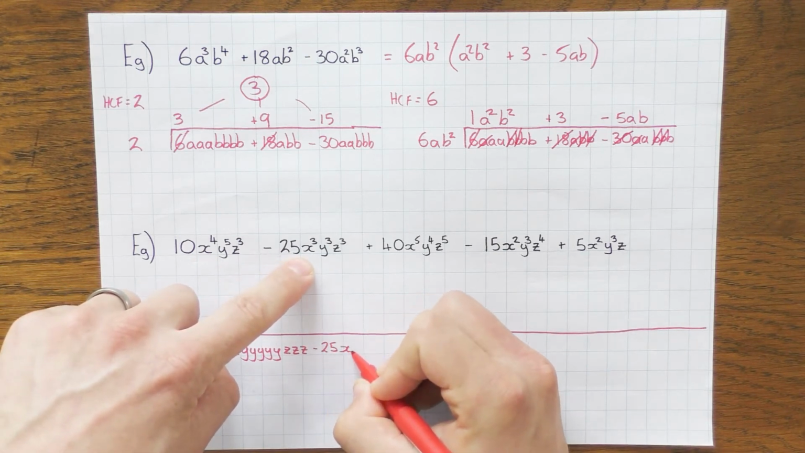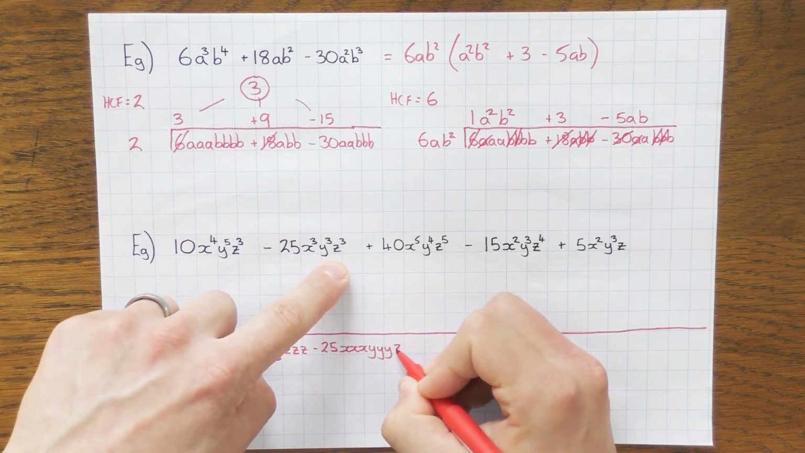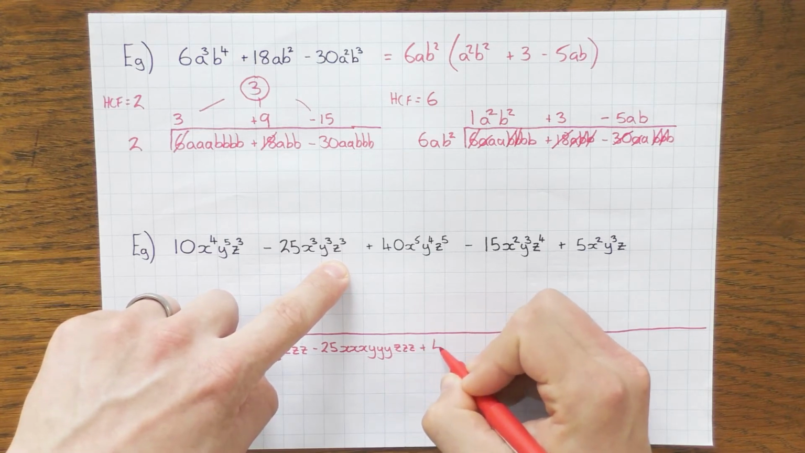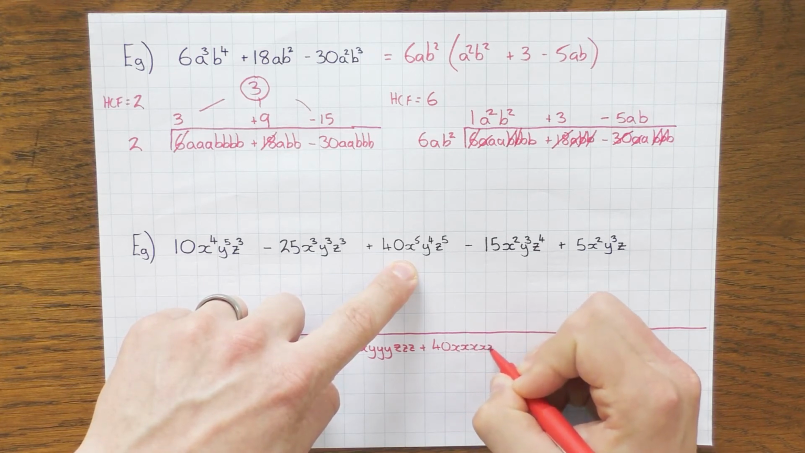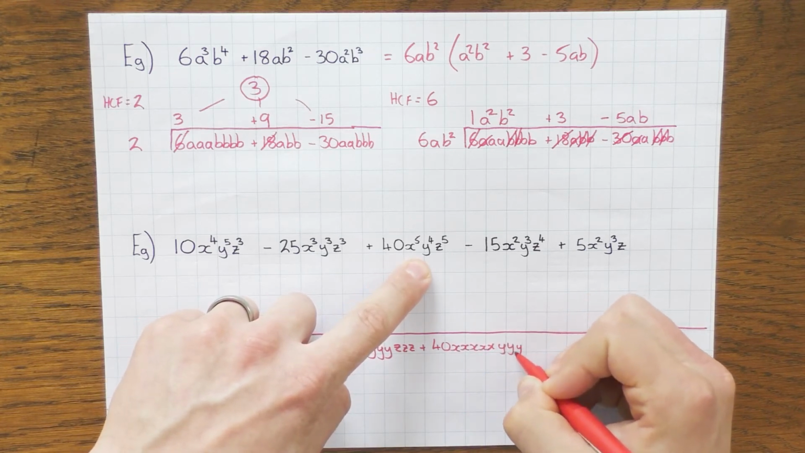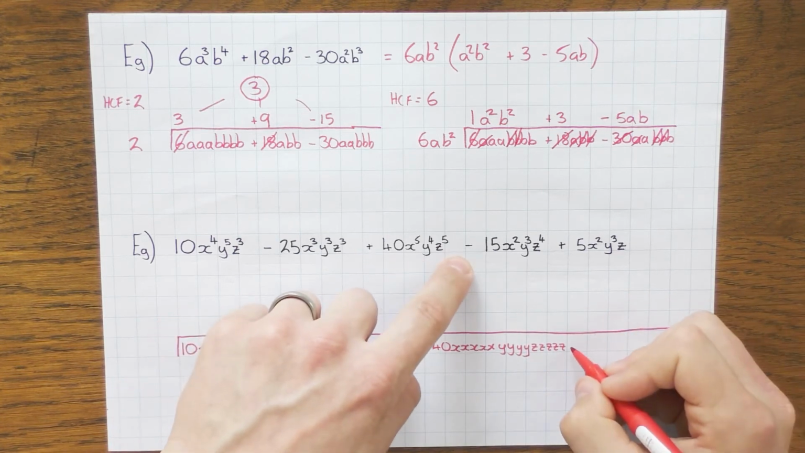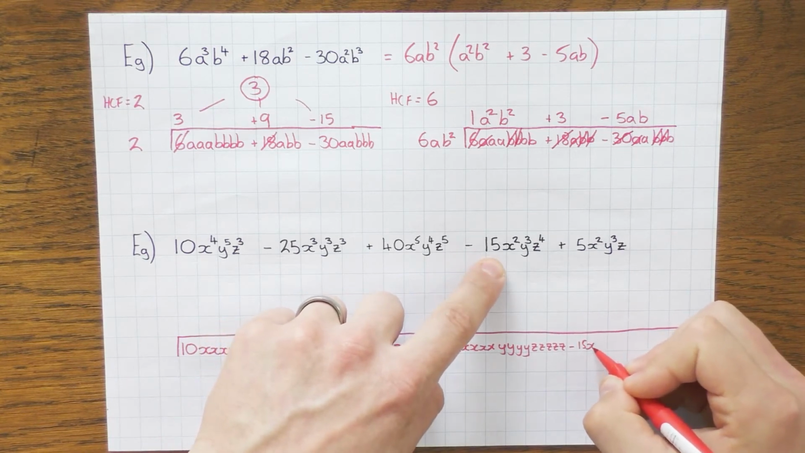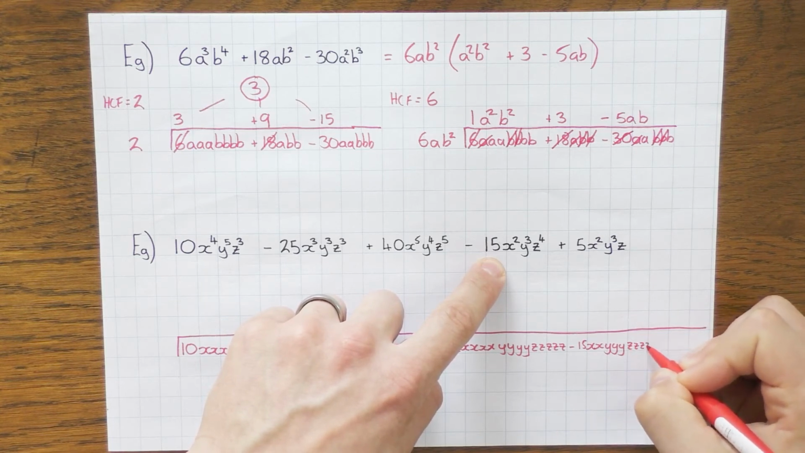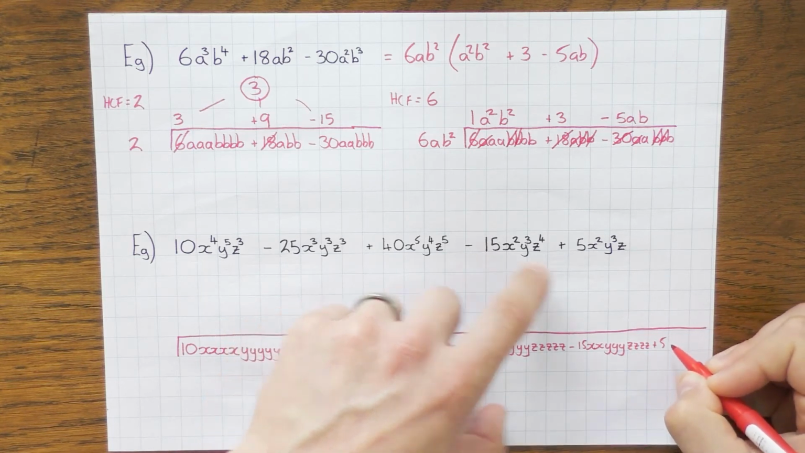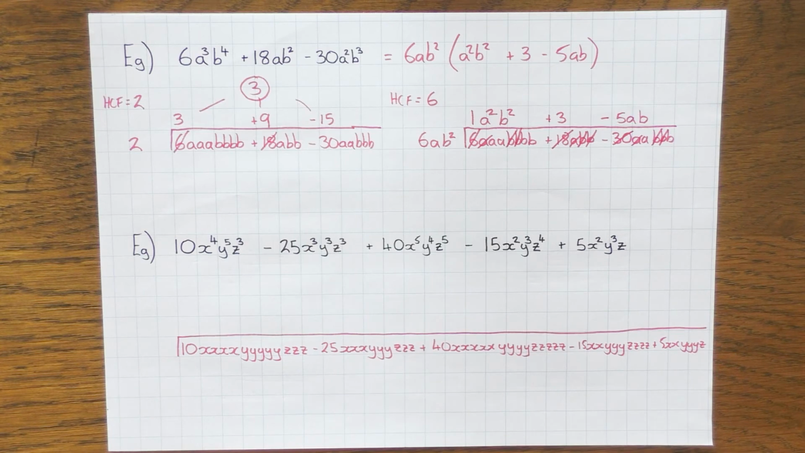Minus 25 x cubed, so x, x, x. Y cubed, y, y, y. And z cubed, so z, z, z. Plus 40 x to the power of 5, so 5 x's, y to the power of 4, so 4 y's, and z to the power of 5, so 5 z's, minus 15 x squared, so xx, y cubed, y, y, y, and z to the power of 4, so 4 z's, all around that space, and then 5 x squared, so xx, y cubed, y, y, y, and a z, just about. Okay.